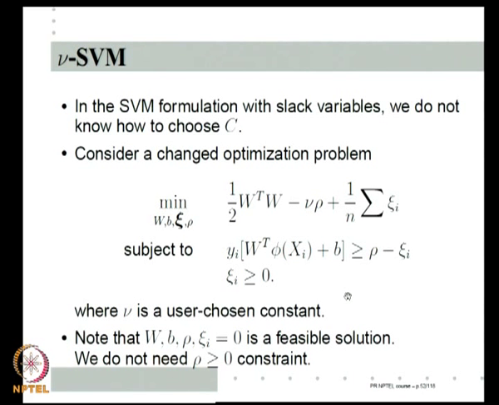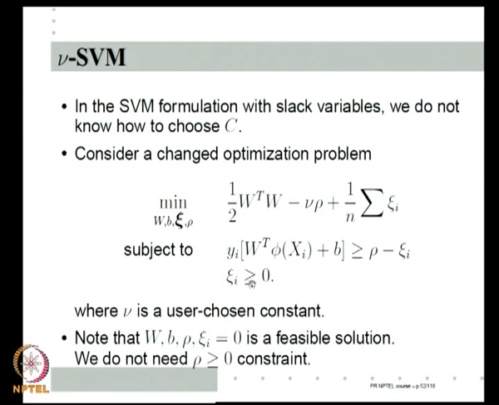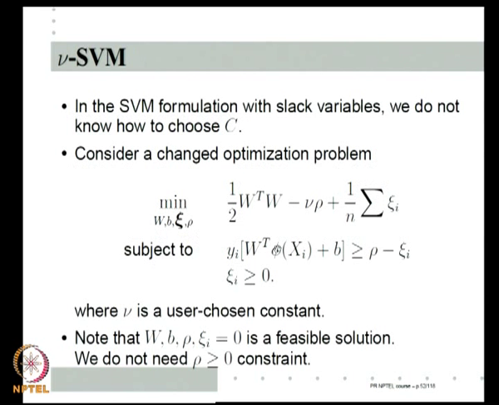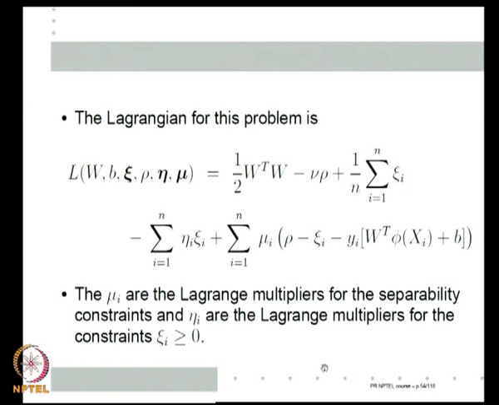Okay. So, with all this, this will be my Lagrangian. This is the objective function, W transpose W minus rho nu plus 1 by n summation xi i, minus eta i xi i is for this constraint, minus xi i less than or equal to 0, eta i are the corresponding Lagrange variables, and this is for this constraint, summation mu i into rho minus xi i minus y i W transpose phi x i plus b. This is my Lagrangian, right. So, mu i are the Lagrange multipliers for the separability constraints and eta i the Lagrange multipliers for the constraint xi i greater than or equal to 0.